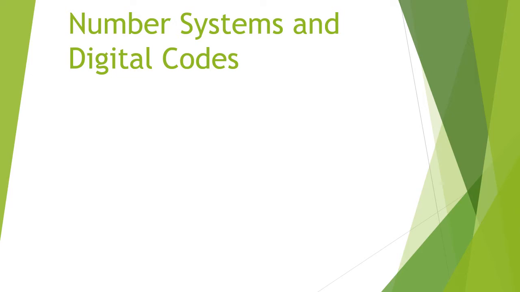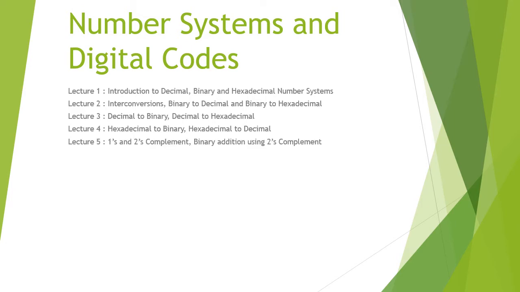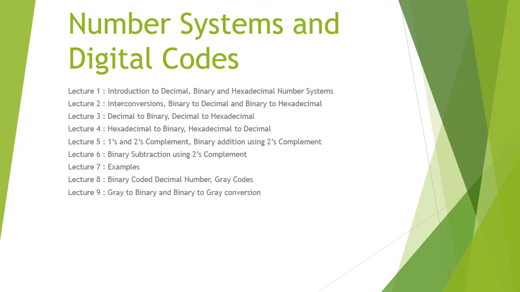So we are into our digital topic, which is number systems and digital codes, and we have seen all these lectures. In the last lecture we have studied the conversion from hexadecimal to binary number system and from hexadecimal to decimal number system. Today we have to study about ones and twos complement, and the binary addition using twos complement we will study in the next lecture. So today our complete focus is only on the ones and twos complement, and these are the future topics.